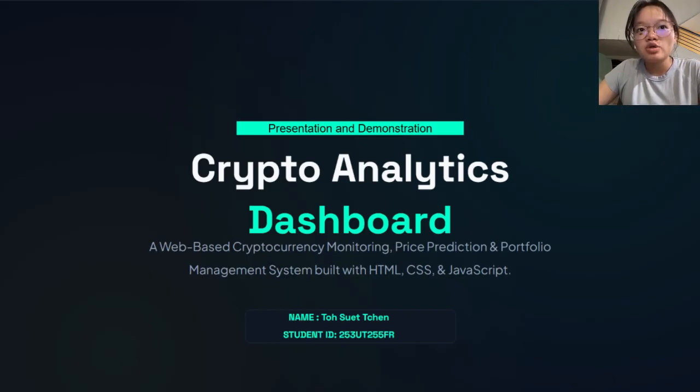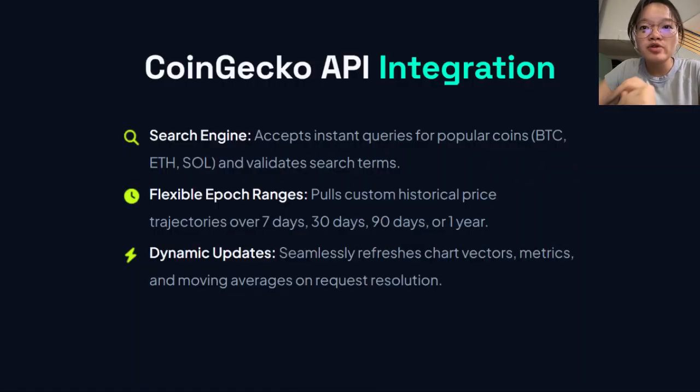Crypto Analytics Dashboard. To begin with, this project is a web-based cryptocurrency monitoring and portfolio management system that is developed using HTML, CSS, and JavaScript. Furthermore, the system uses the CoinGecko API to retrieve cryptocurrency market data and provide users with the tools to monitor prices, analyze trends, predict future prices, and manage their investment portfolio.